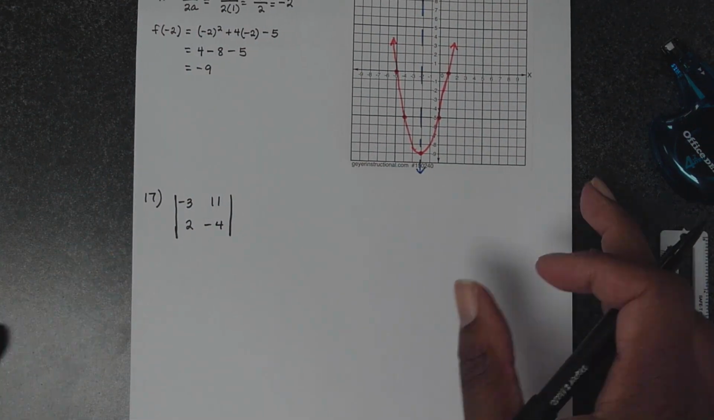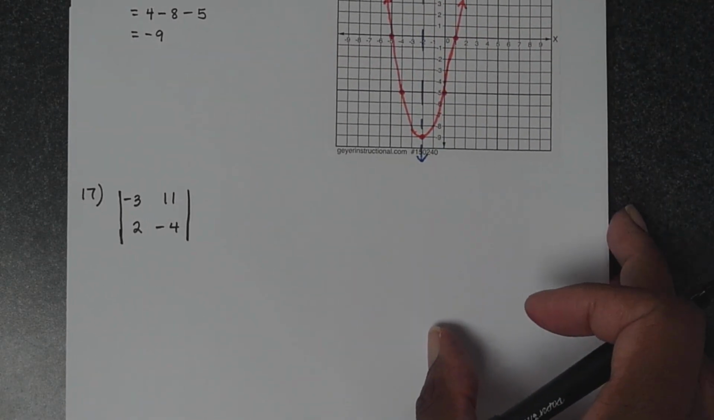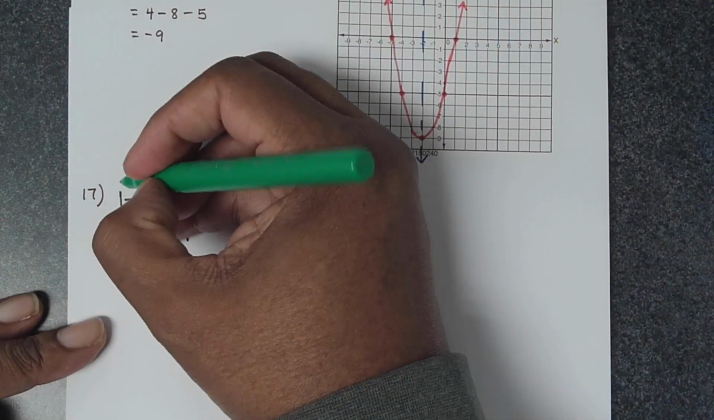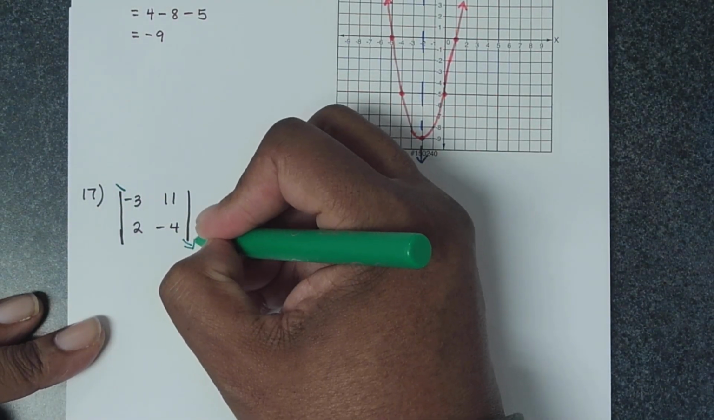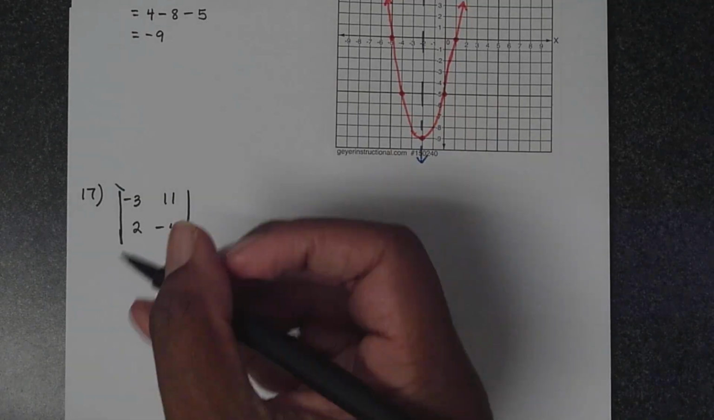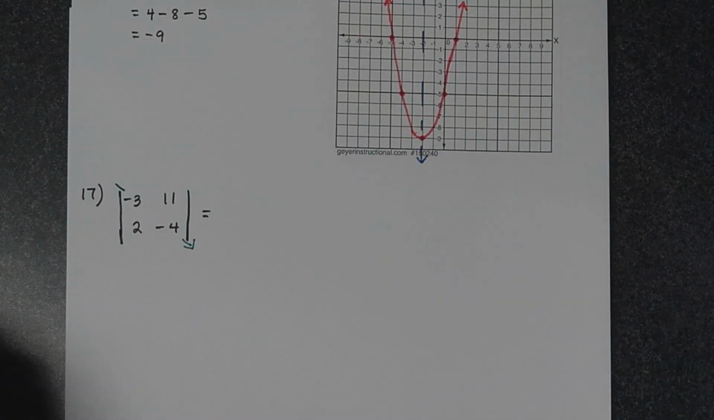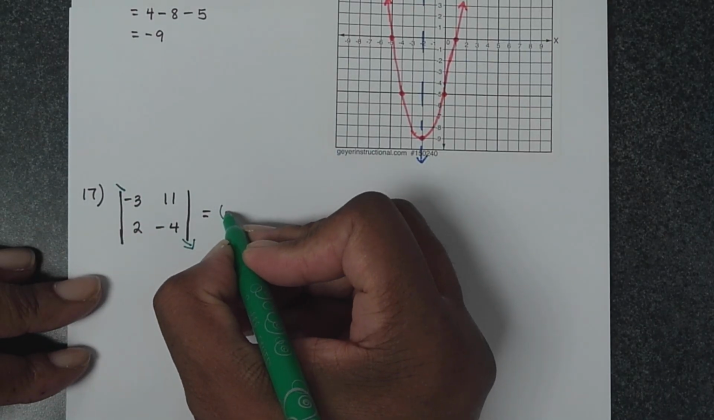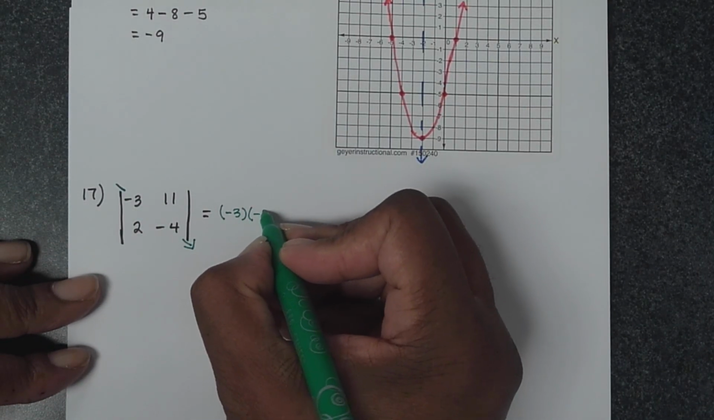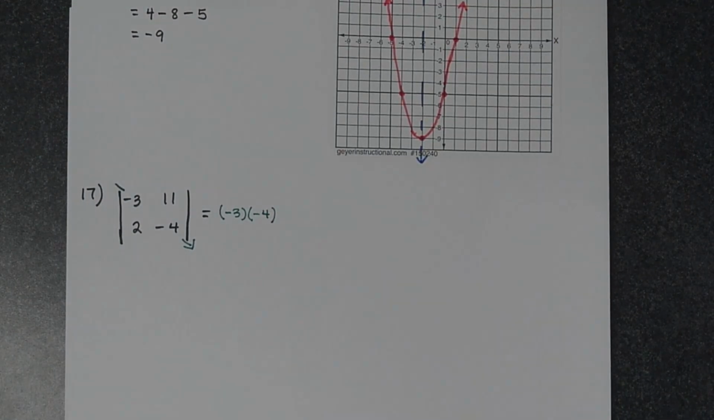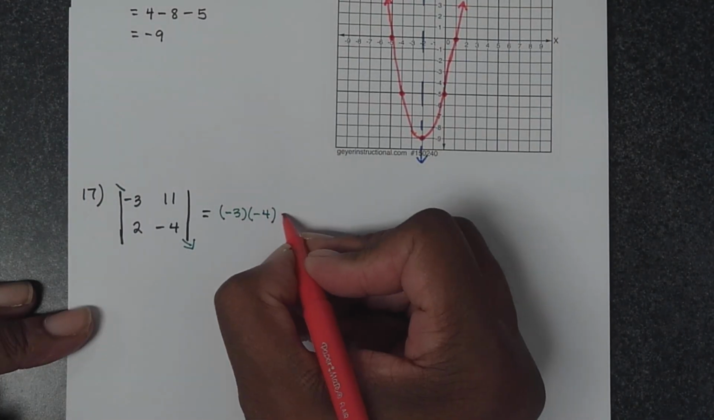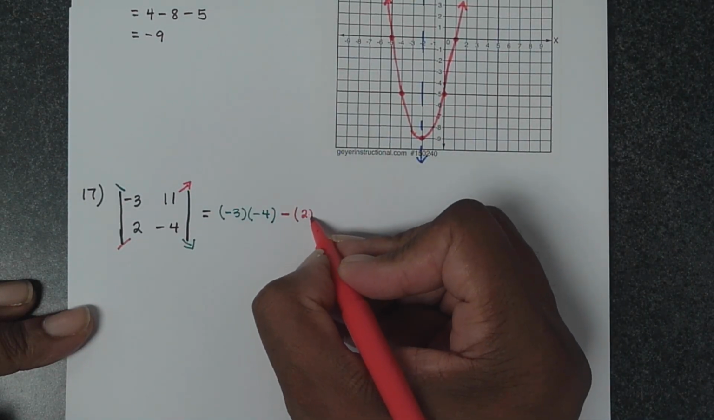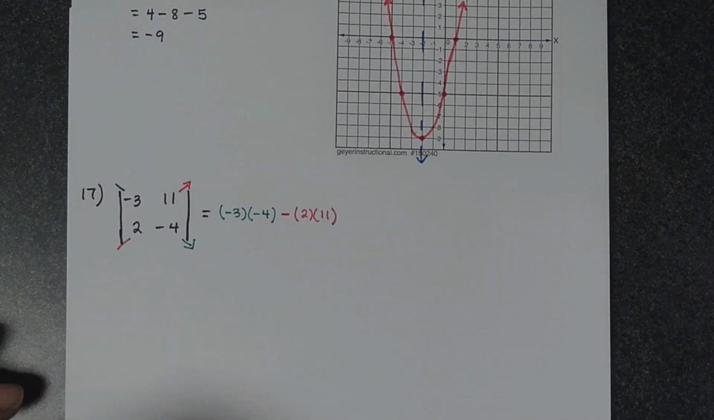By evaluating the determinant of a 2 by 2 matrix, we always take the product of the diagonal going from the upper left to the lower right. I'm going to write this out so you'll see what I'm doing. So here I'm taking the product of this diagonal from the upper left to the lower right, which is negative 3 times negative 4. And then it's going to be minus the product of this diagonal from the lower left to the upper right, 2 times 11.